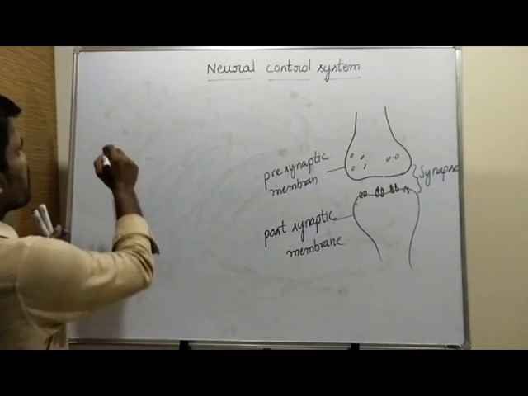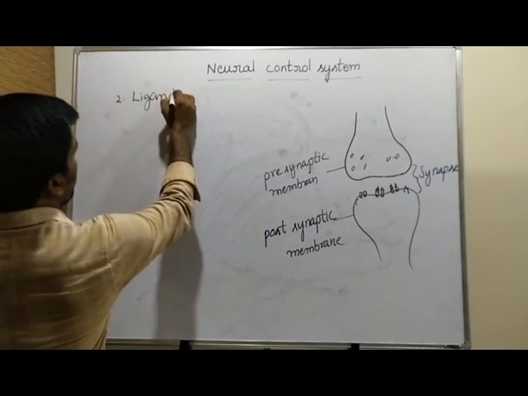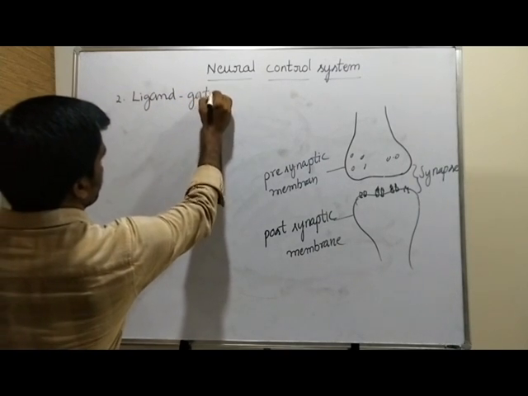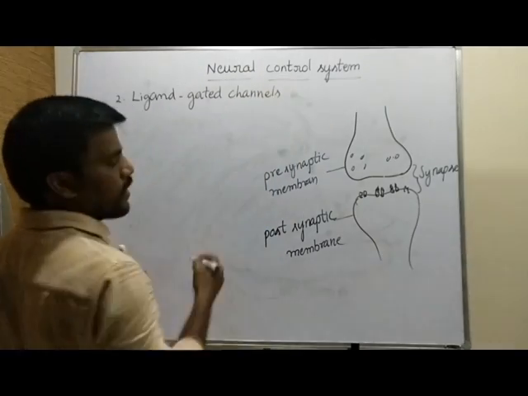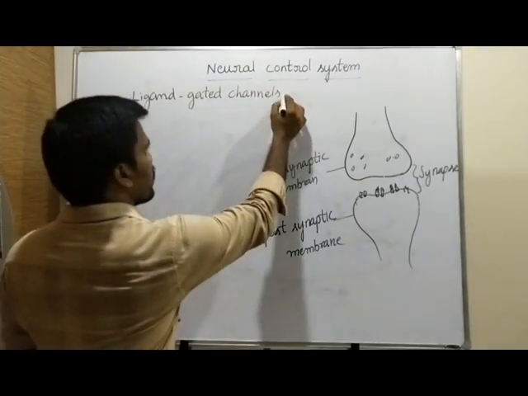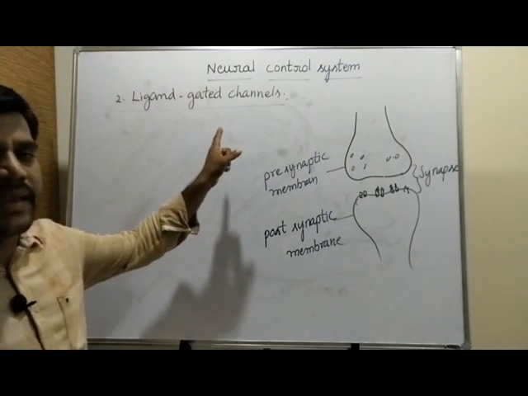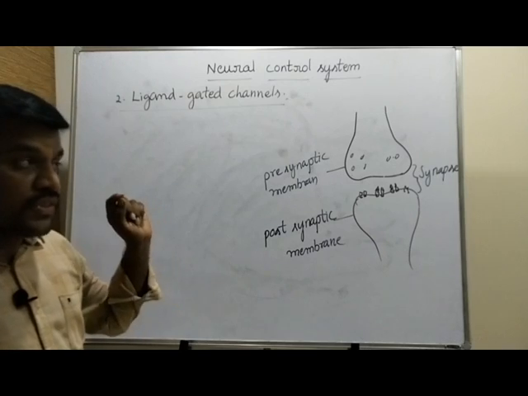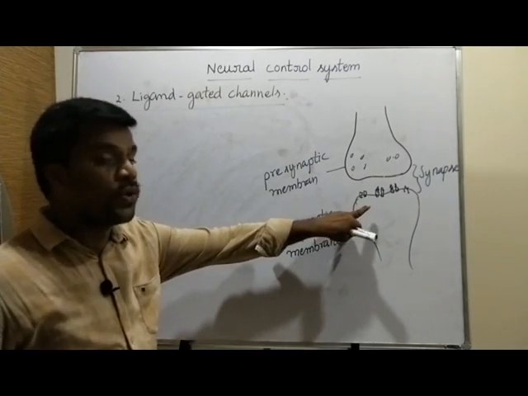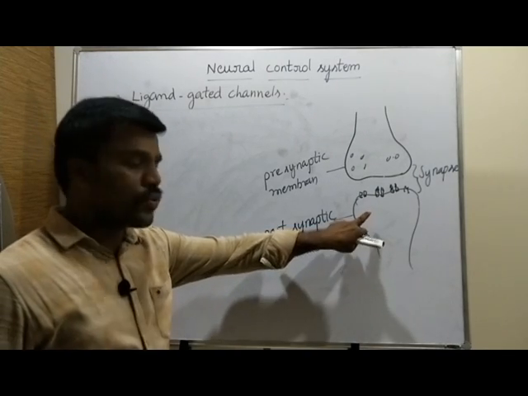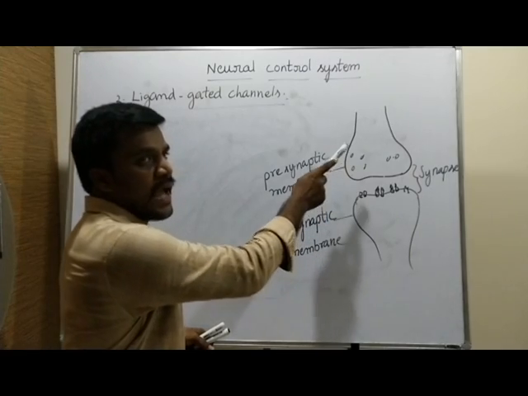The second one is ligand gated channels. You have already learnt about the leakage channels, so now we will discuss the ligand gated channels. These ligand gated channels are present in the postsynaptic membrane. Presynaptic membrane is related to the axon terminal.